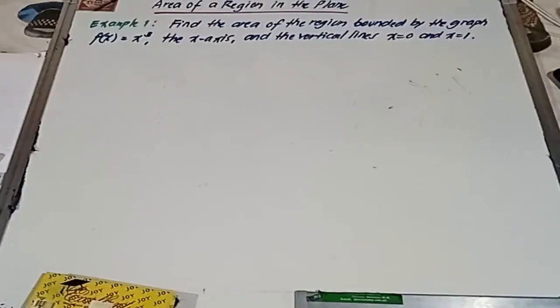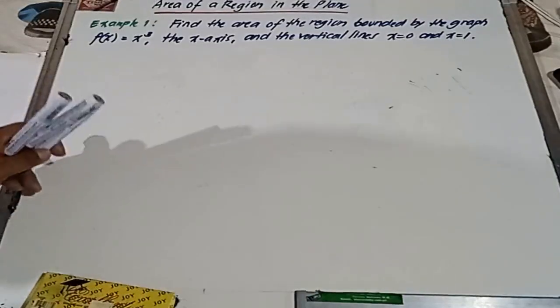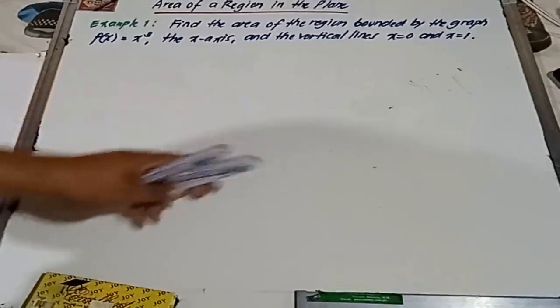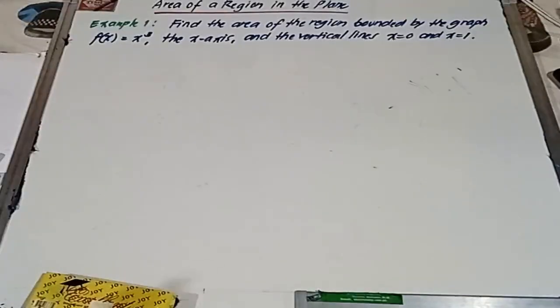Okay, so this is my first example about the topic area of a region in the plane, and it says, find the area of the region bounded by the graph f of x equals x cubed, the x-axis, and the vertical lines x equals 0 and x equals 1. So, ang boundaries ng ating region na hanapin, o area ng region na hanapin natin ay yung f of x, x-axis, tsaka yung vertical lines 0 and 1.